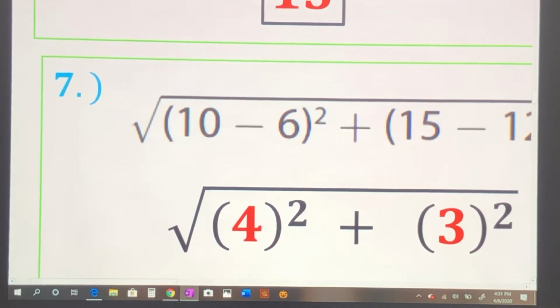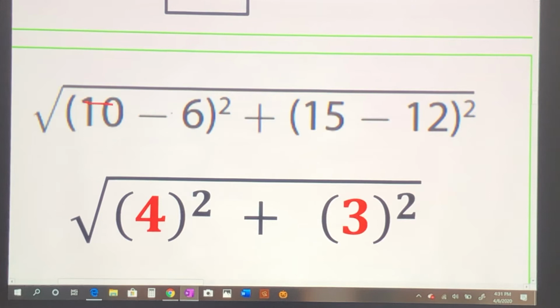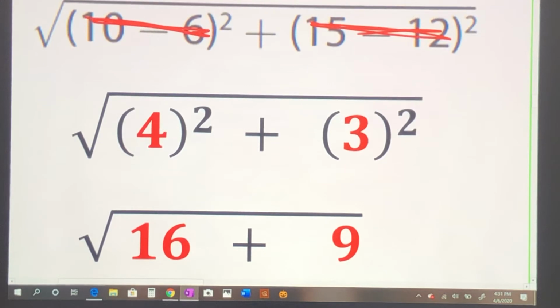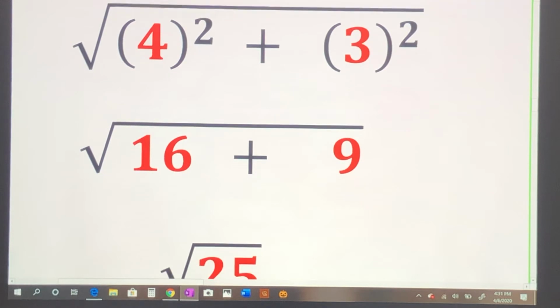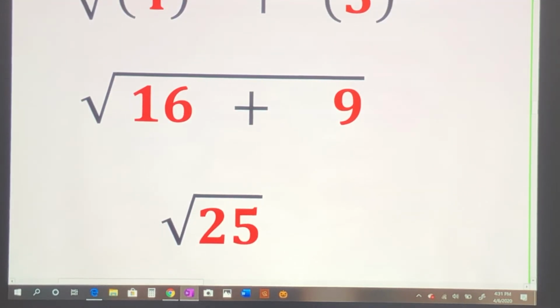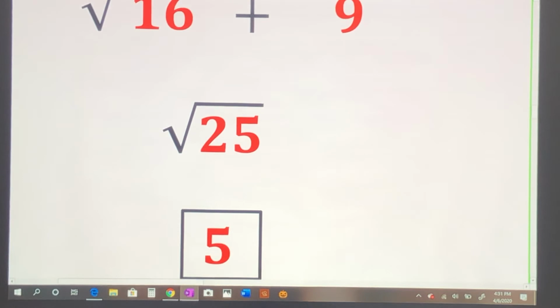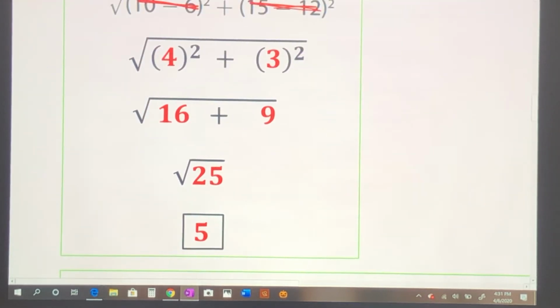So on number 7, we've got 10 minus 6. That's going to be 4 squared. And 15 minus 12, that's going to be 3 squared. 4 squared is 16. 3 squared is 9. Ooh, this looks like a good one. 16 plus 9 is 25. Is that a perfect square? Yes, it is. The square root of 25 is 5. Does that make some sense? It does to me. Everybody got that? All right.